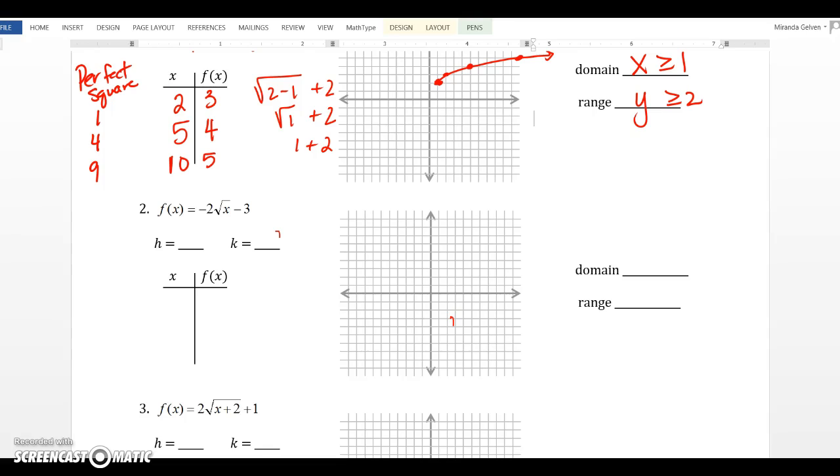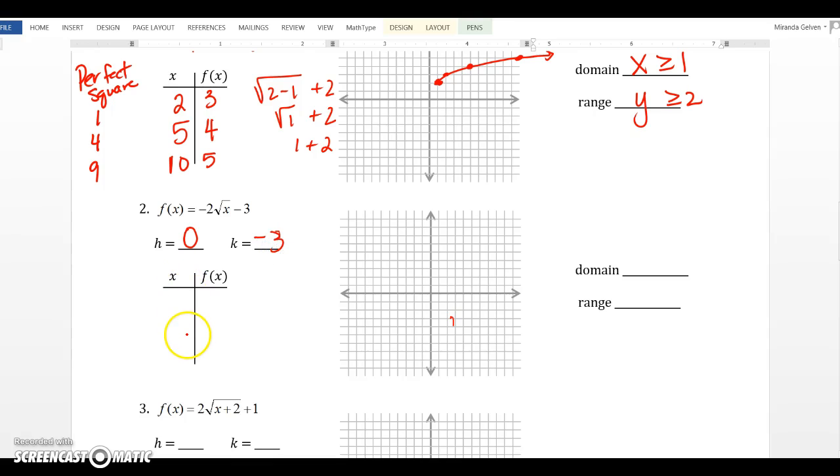Okay, let's try number 2. Same thing first. We're going to start by finding h and k. Remember, h is always the number underneath the radical. And notice that it's just x underneath the radical. So my h value would be 0. My k value is the number outside the radical, so my k value is -3.